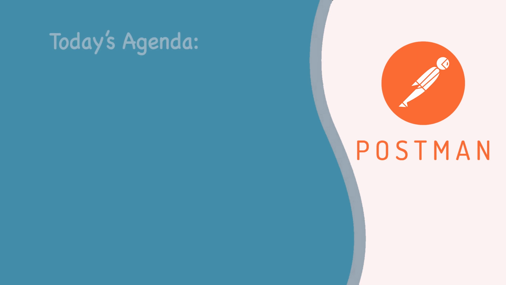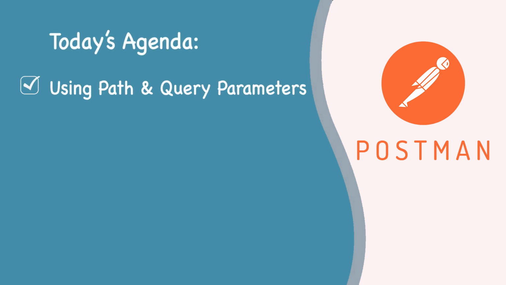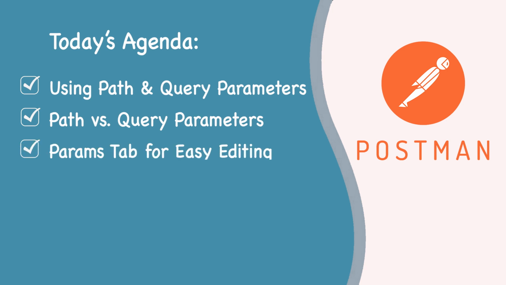So, to wrap it up, here's what we learned in this tutorial. First, we explored how to use path and query parameters when working with APIs in Postman. We also learned the key differences between path parameters and query parameters, when to use each one, and why it matters. And finally, we learned how to use the params tab in Postman to easily manage query parameters without having to edit the URL manually.